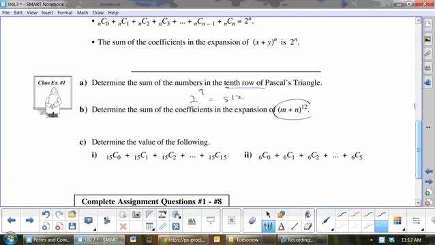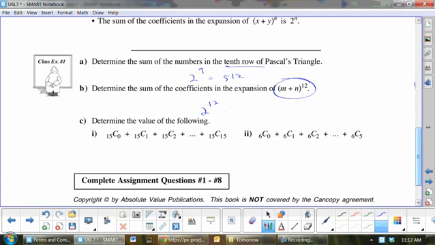How about in this one, the 12th row, or n plus n to the 12th? 2 to the 12. Good. Okay, which is 4,096.